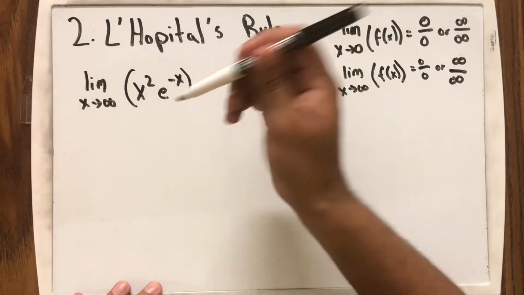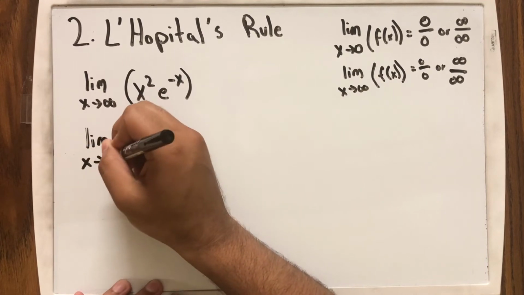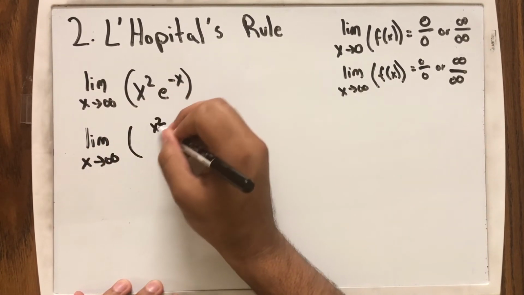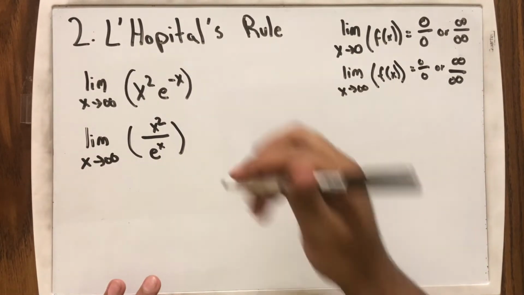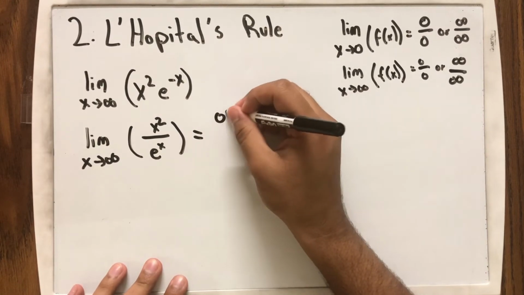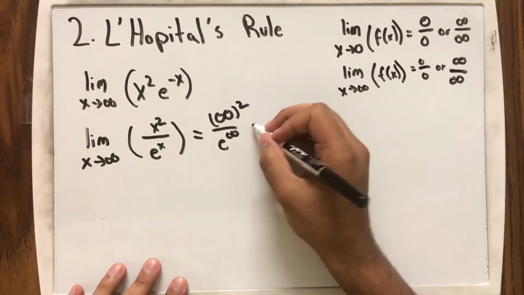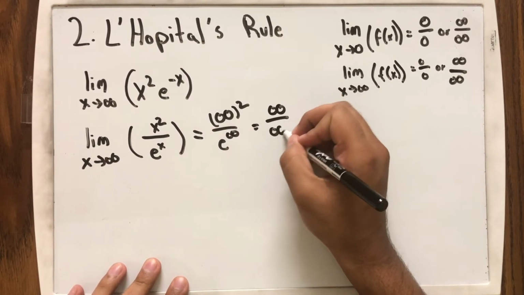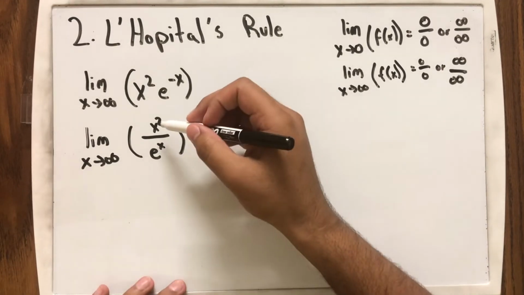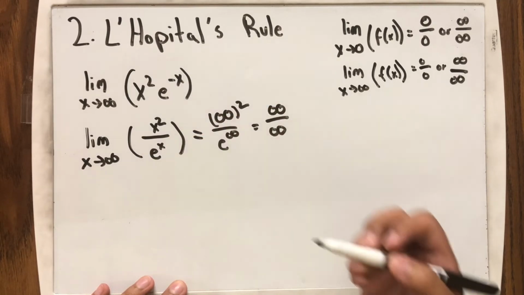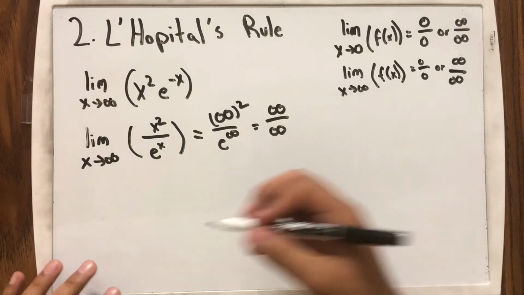Now this function can be rewritten as the limit as x approaches infinity of x squared over e to the x. Now if you plug in infinity to these, it would become infinity squared over e to the infinity, which is just equivalent to infinity over infinity. So we know it works. Now all we need to do is take the derivative of the top one and the second one. Basically we would be comparing its rate of change while doing that.